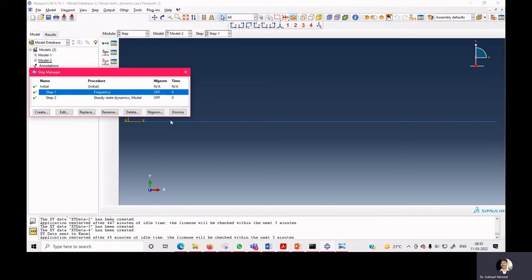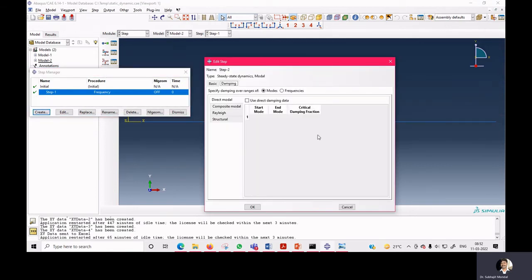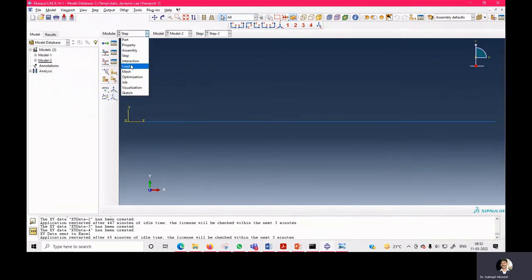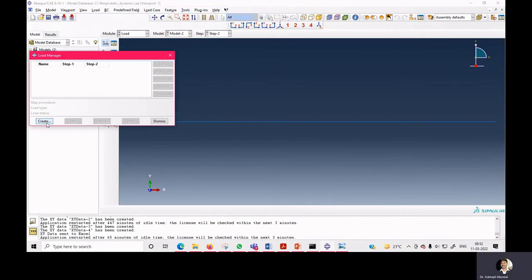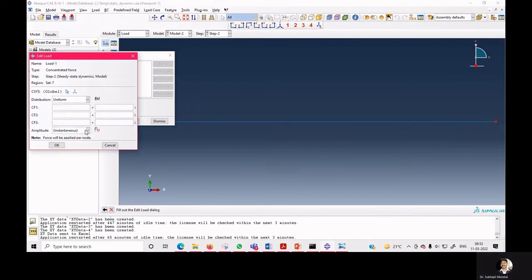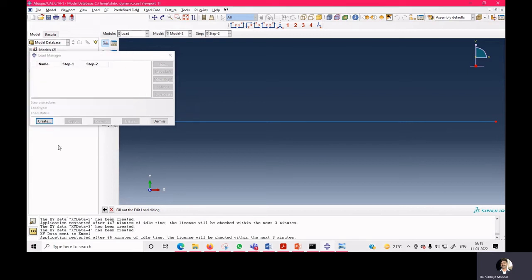Okay, and in the second step we are providing a load there. The load here we are providing as an instantaneous load, and we are not considering any damping. For the first case we are not considering any damping, and in the loading we are going to apply a concentrated force. The magnitude here, that is the value minus 10, we are providing, and it is instantaneous, and we don't have any imaginary value here.